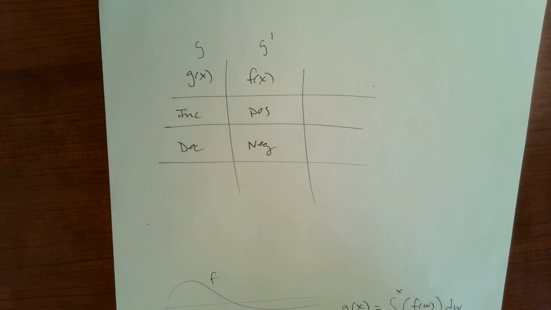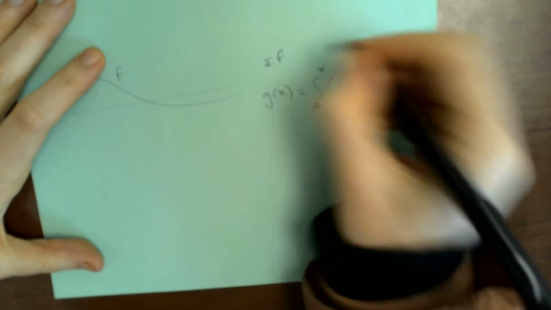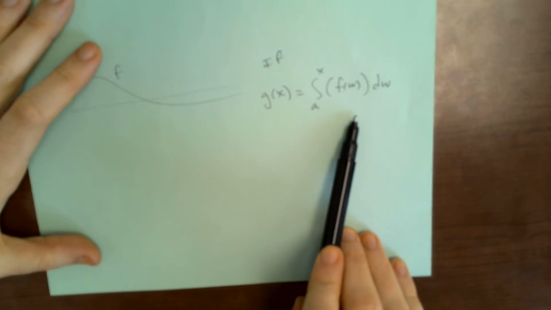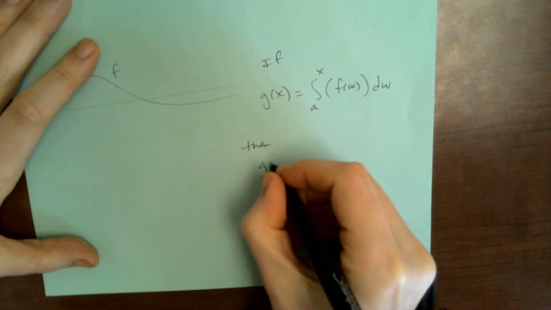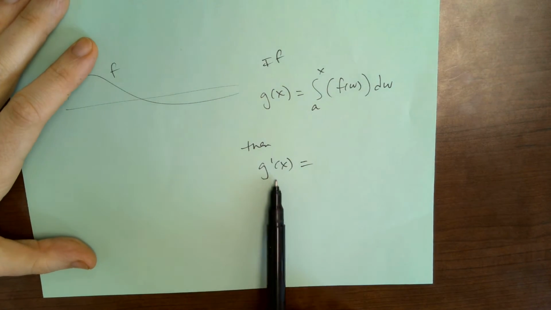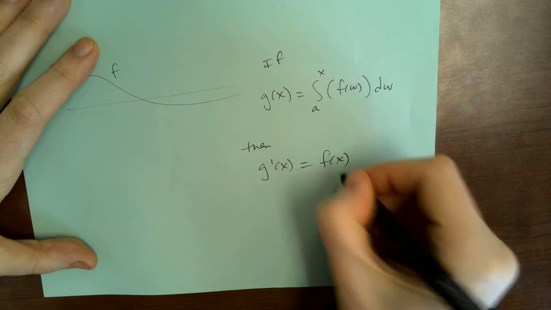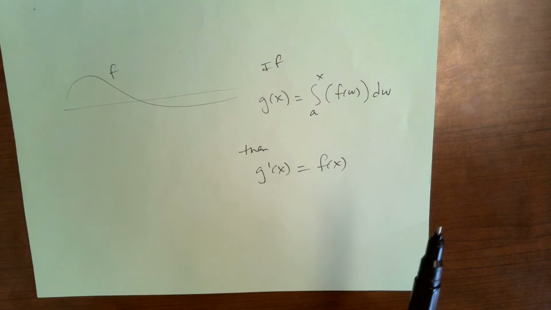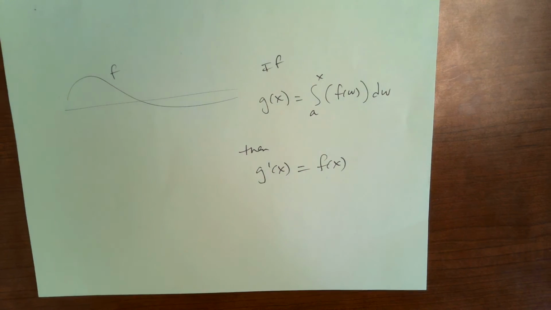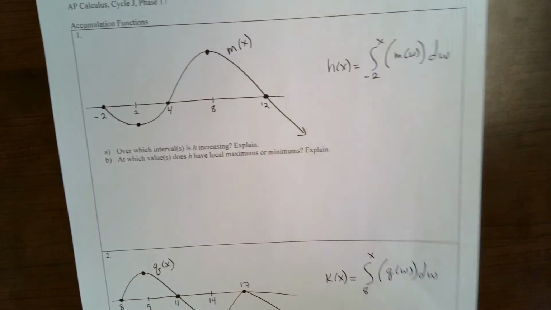And guys, it turns out that in a situation like this, if you've got an accumulation function, sorry for the blurriness, then it is the case that the derivative of it is what's inside of the integral. Okay, so that's a fact right there. All right, so we're going to use that to answer these questions, and we're going to use Susan's table also.